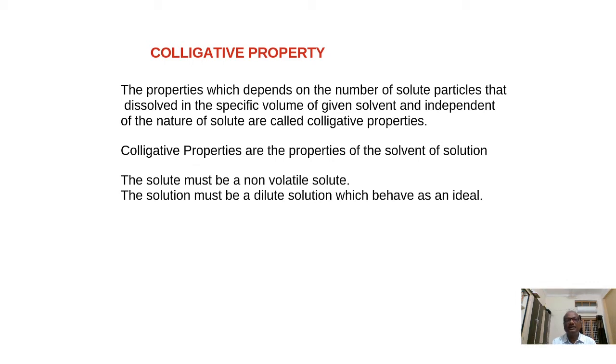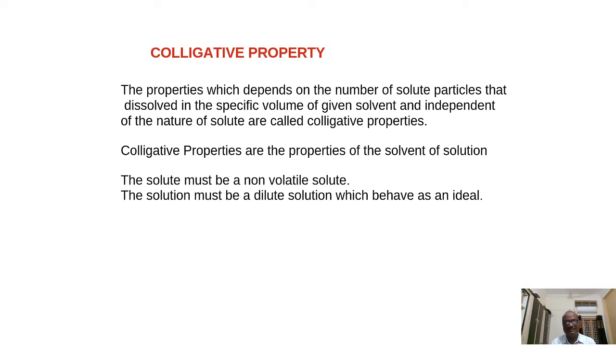The property which depends on the number of solute particles dissolved in a specific volume of solvent and is independent of the nature of the solute is called a colligative property. Means these properties depend only on the number of solute particles. For example, a solution is containing 100 ions of solute particles. Another solution is containing 100 molecules of the solute particles.